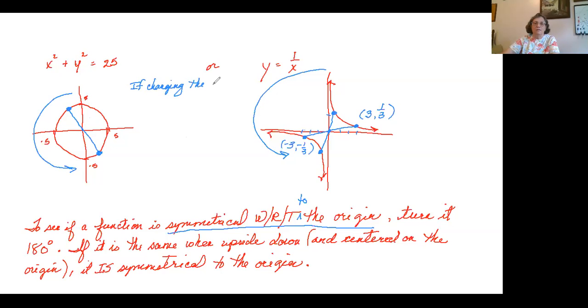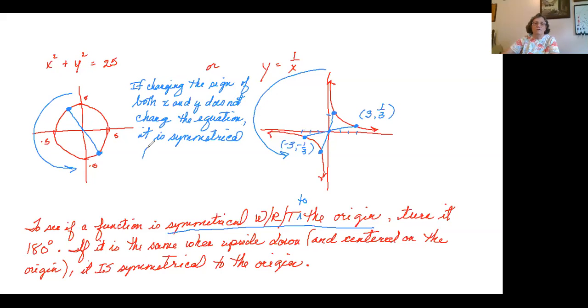If changing the sign of both x and y does not change the equation, it is symmetrical to the origin.